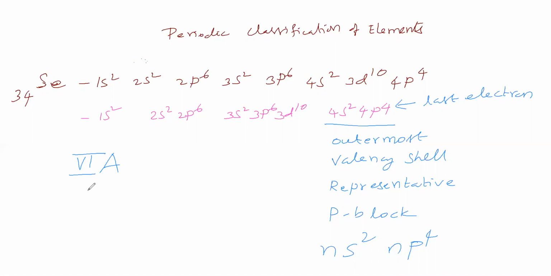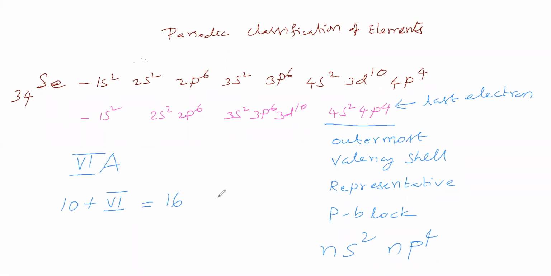For p block elements, the IUPAC group number is equal to 10 plus the European group number. Therefore, the group number is 16. So the IUPAC group number is 16. You have to do it like this only for p block elements. So for this element, the IUPAC group number is 16 and the European group number is 6A.